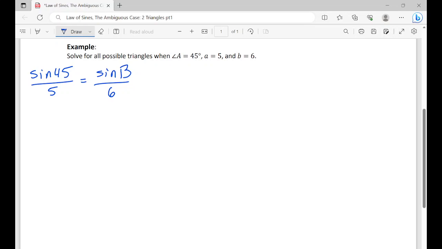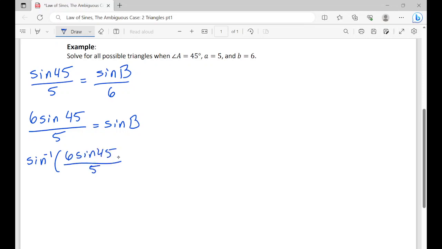Multiply the 6 over, and I'm going to end up getting 6 sine 45 over 5 equals sine B. But I still need just plain B, so to get B without the sine, I'm going to take the arcsine of both sides. So I'm going to end up with arcsine of 6 sine 45 over 5 equals B. And when I plug this into my calculator, making sure it's still in degree mode, I'm going to end up getting B to be 58.05 degrees.